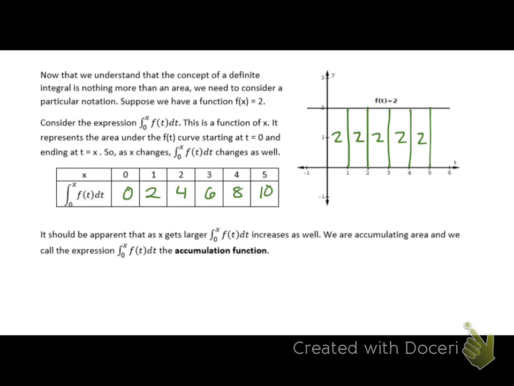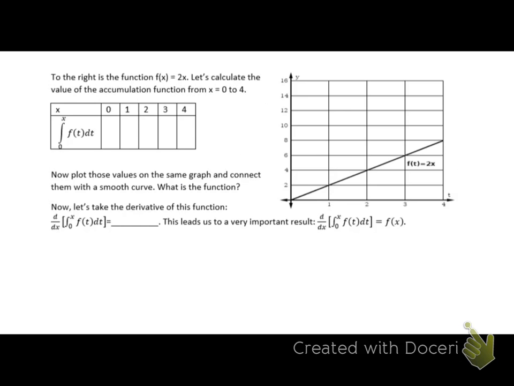It should be apparent that as x gets larger, the integral increases as well. We are accumulating area, and we call the expression the integral from 0 to x of f of t dt the accumulation function. And again, you don't have to remember what it's called. You just simply have to know how to use it and how to read it and what to do with it when you get it. So now we have the function 2x, right? That is the output 0, 0, 1, 2, 2, 4, 3, 6, 4, 8, and it could have kept going.